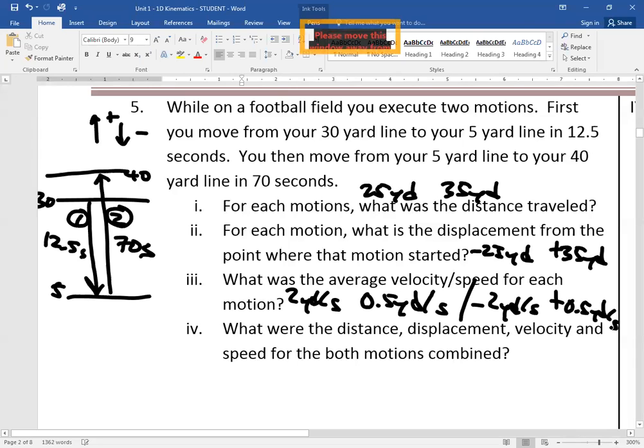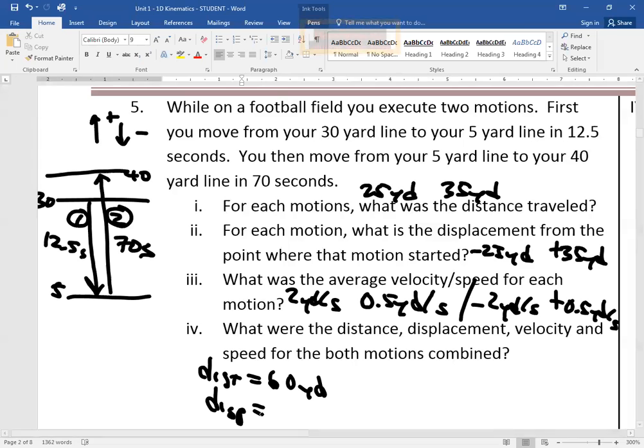Okay, so now here's where we get into trouble. Well, not at first. What's the distance for the whole thing, both motions combined? 60 yards. Okay. Distance for the whole thing is 60 yards. What is the displacement for the whole thing? Okay, we can force it down our throats by saying plus 10 yards, right? Okay, now, what is the average speed for both motions combined?